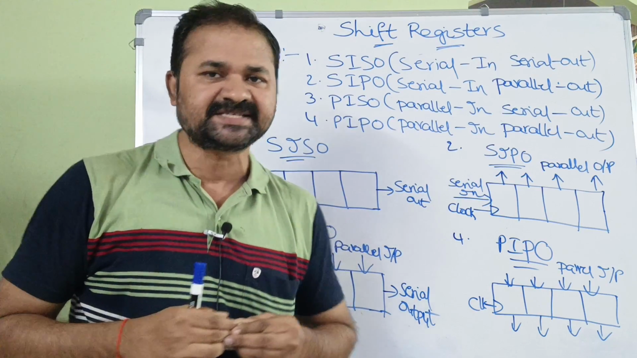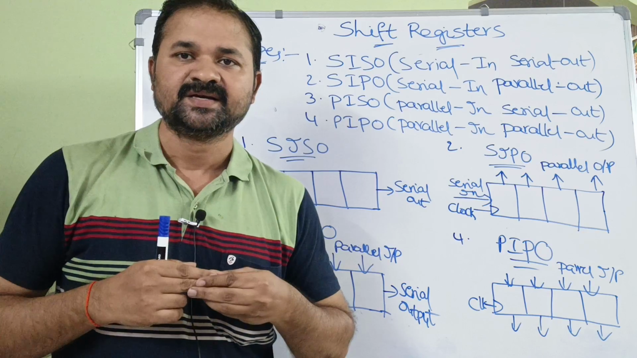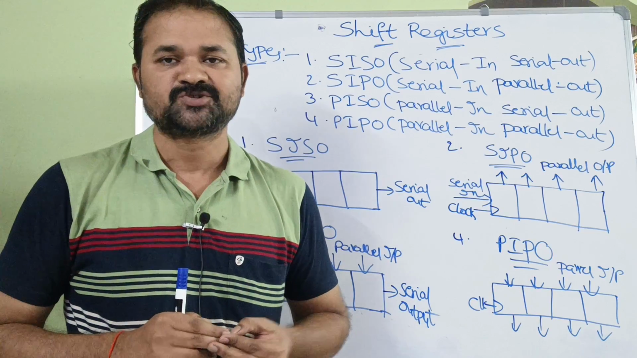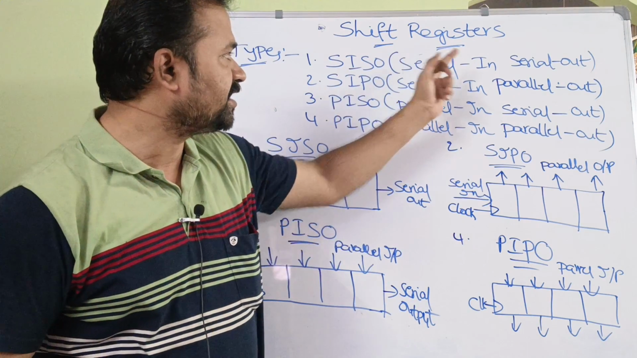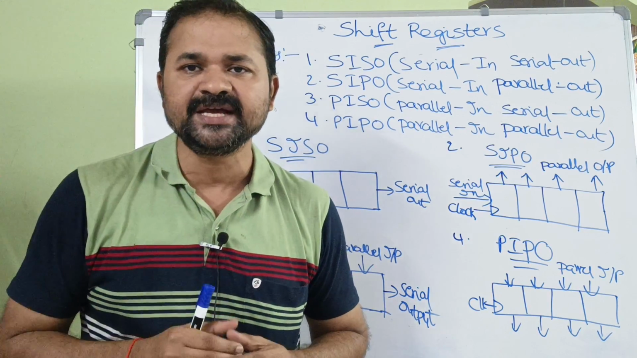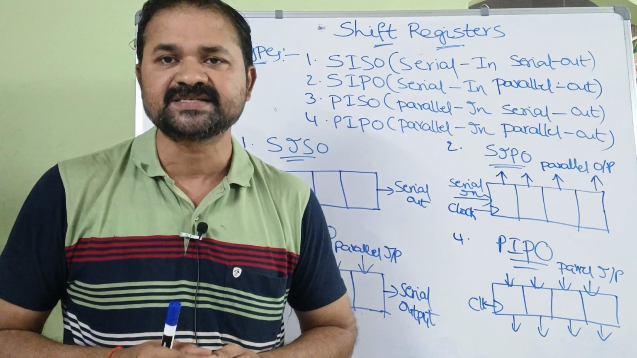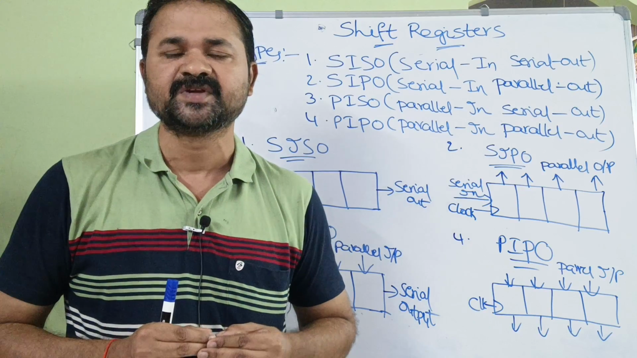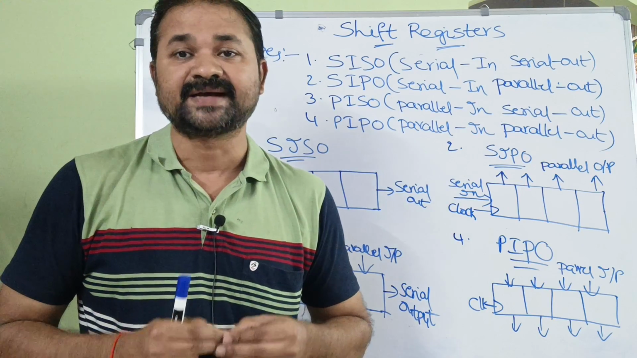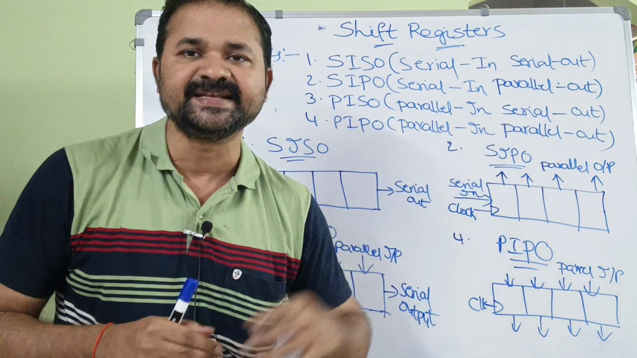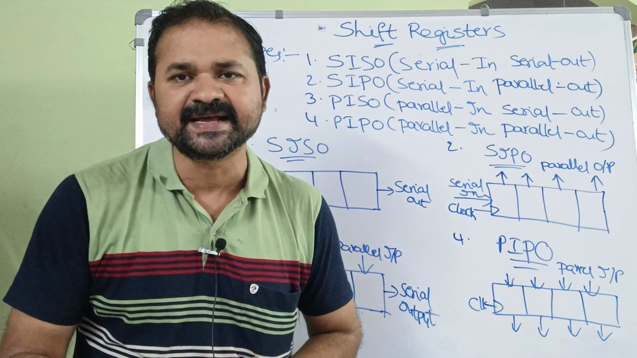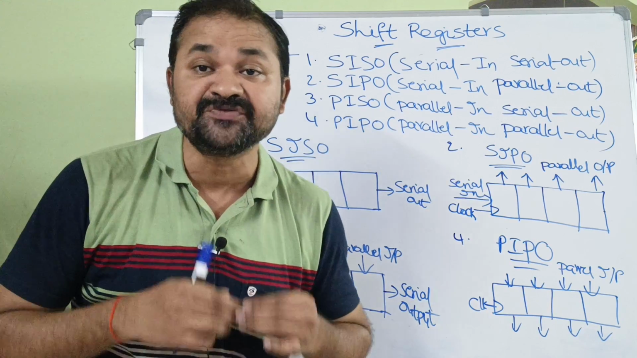Now let us discuss shift registers. Shift registers are mainly useful for shifting the data. The major difference between a register and a shift register is that with a register we can only store the data, whereas with a shift register we can shift the data. A shift register is also a collection of flip-flops, just like a register, where the output of one flip-flop is connected as input to the next flip-flop.